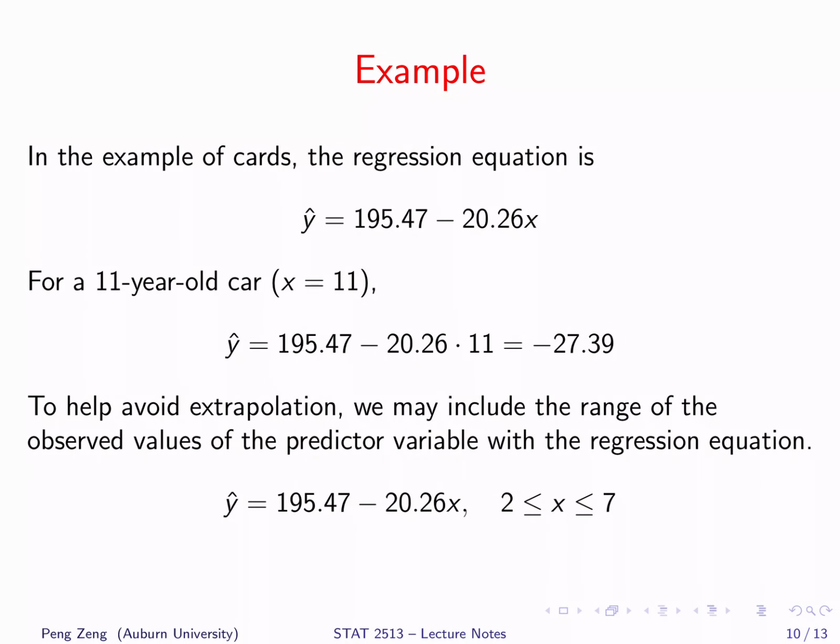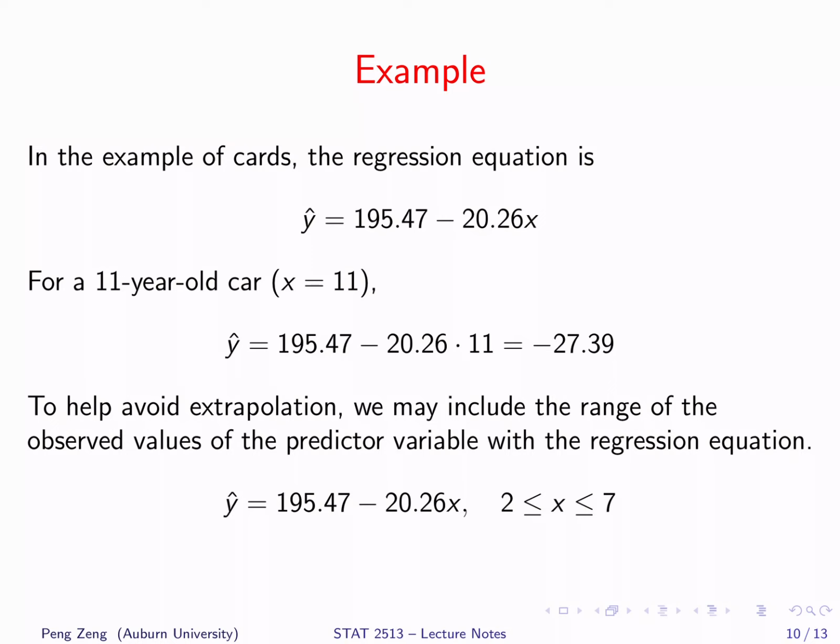We can illustrate the problem of extrapolation in the example of age and price of cars. The regression equation is y hat equals 195.47 minus 20.26x. For an 11-year-old car, the value of x is 11. Replacing x by 11 in the regression line, we get y hat equals negative 27.39. The price of a car cannot be negative. It does not make sense. It indicates that the regression equation is not applicable for x equals 11.